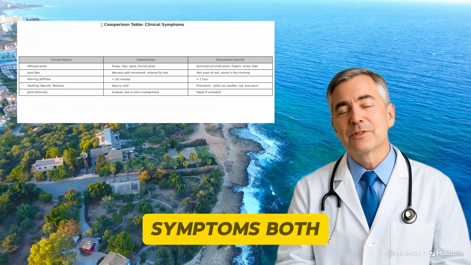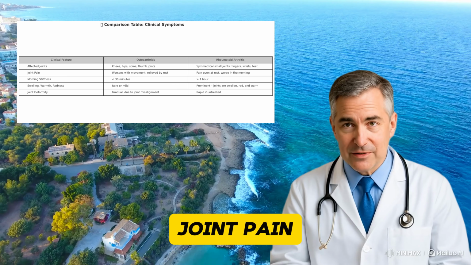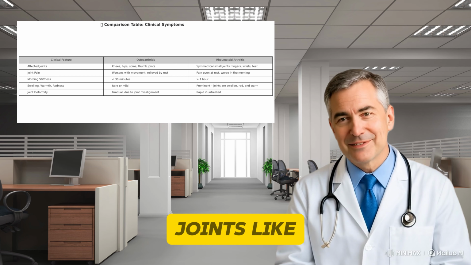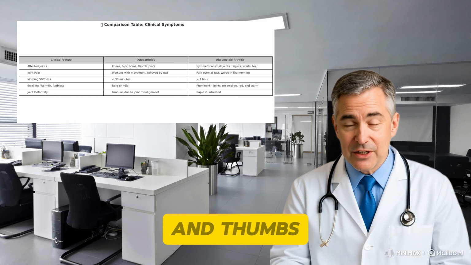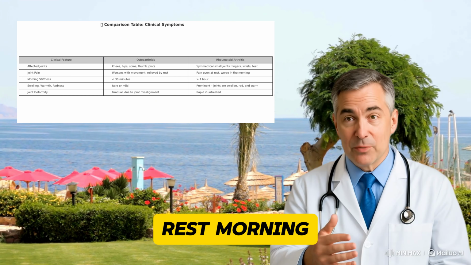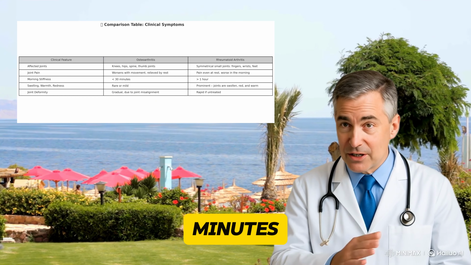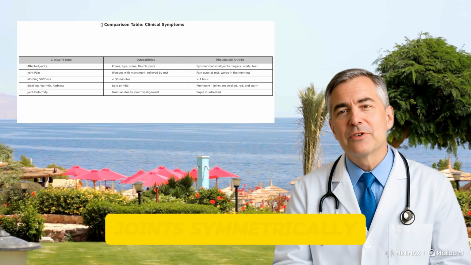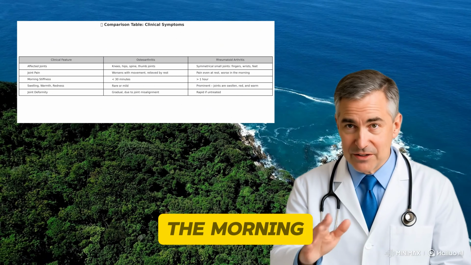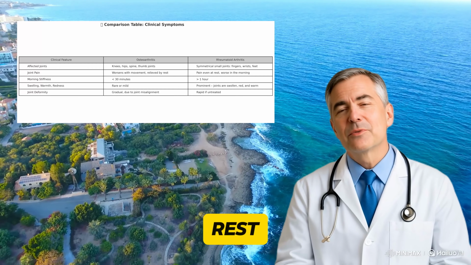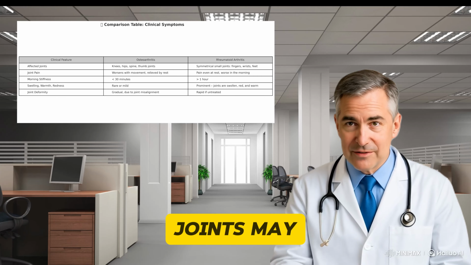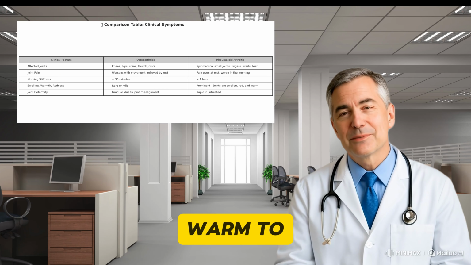Three, clinical symptoms. Both conditions cause joint pain, but the pattern is very different. Osteoarthritis affects weight-bearing joints like knees, hips, spine, and thumbs. Pain worsens with activity, improves with rest. Morning stiffness is brief, under 30 minutes. Rheumatoid arthritis affects small joints symmetrically, like fingers, wrists, and feet. Pain is worse in the morning and may persist at rest. Morning stiffness lasts more than an hour. Joints may appear red, swollen, and warm to the touch.